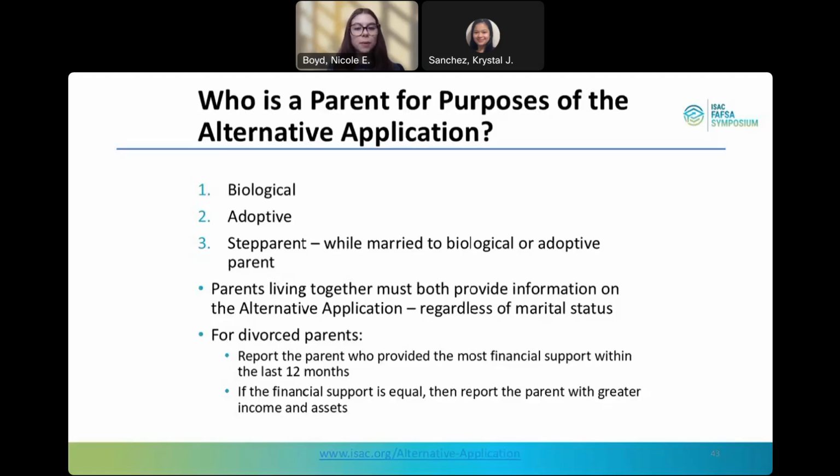So who's a parent for the purposes of the alternative application? That would be biological or adoptive parents or step parents while married to the biological or adoptive parent. Parents who are living together must both provide information on the ALT app regardless of their marital status. And then for divorced parents, the student would just report the parent who provided the most financial support within the last 12 months. If that financial support is equally split, then the student would just report the parent with greater income and assets.